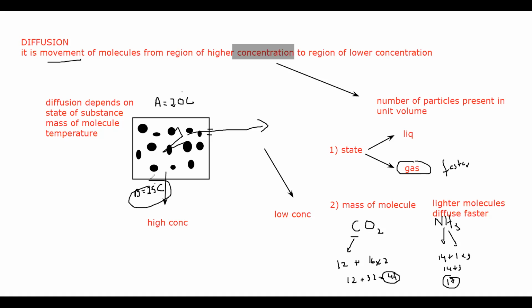Is it clear? The concept of diffusion: diffusion is a movement from a region of higher concentration to a region of lower concentration, and it depends on the state of the substance, mass of the molecule, and temperature. So with higher temperature, the rate of diffusion is faster.